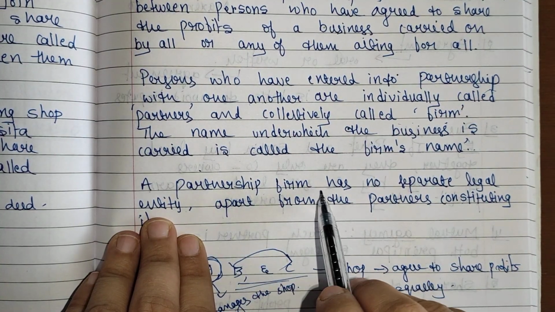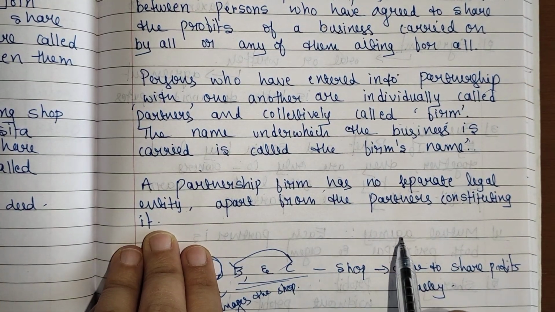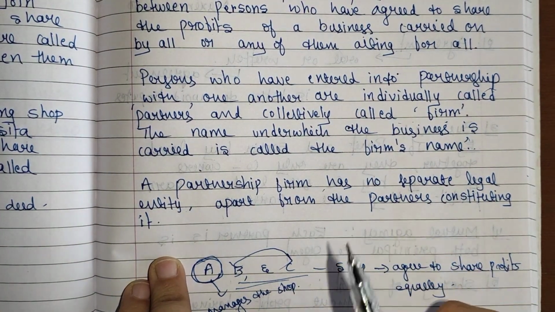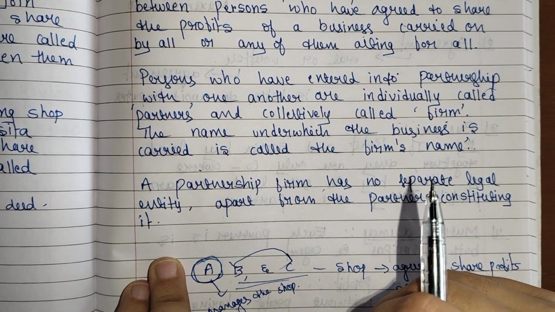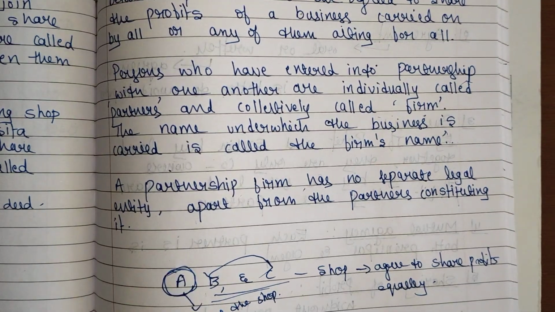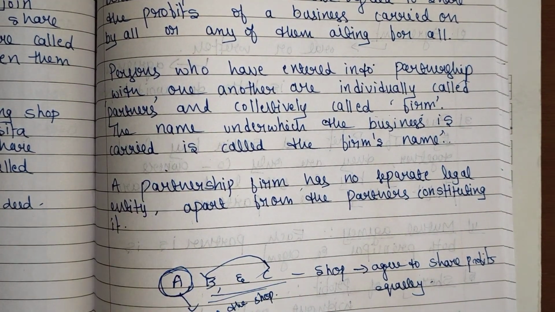And a partnership firm has no separate legal entity apart from the partners constituting it. It means what? A partnership firm does not have a separate legal identity. It means the firm and its partners are considered the same in the eyes of law.